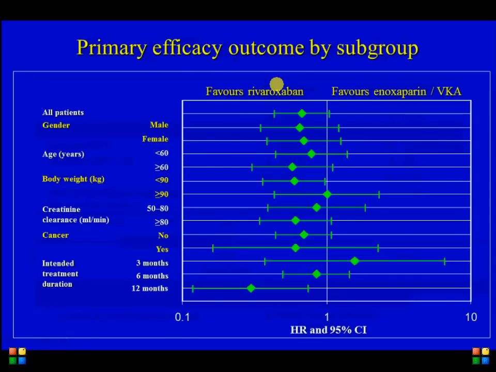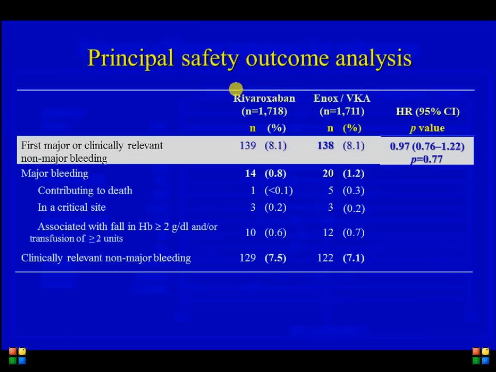And then if you look at the subgroup analysis, there is absolutely no difference for gender, age, etc., until you come to the duration. And here we have 3, 6, and 12 months. And if you look at these bars, it seems that if you go on for 12 months, then you get a statistical significance in favor of rivaroxaban, because if you go on for 1 year, you will reduce the number of events by so much that you reach statistical significance.